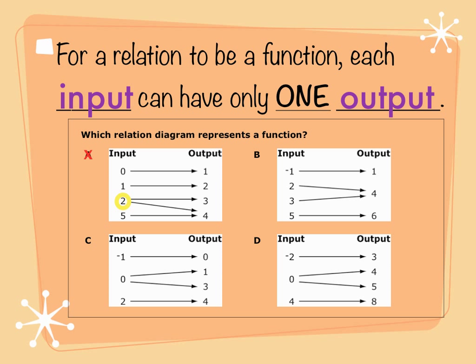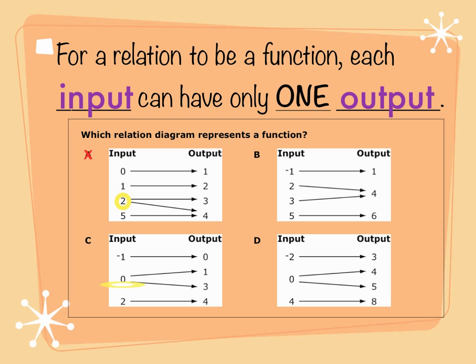In example B, notice -1 has one output, 2 has one output, 3 has one output, and 5 has one output, meaning that this could be a function. Notice both inputs 3 and 2 have the same output 4. That is fine. That can happen. It's that one input can't be split between two outputs. So B so far looks good. Go ahead and check C and D just to make sure.